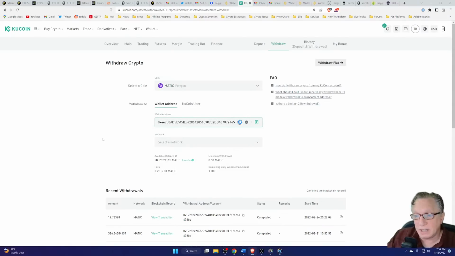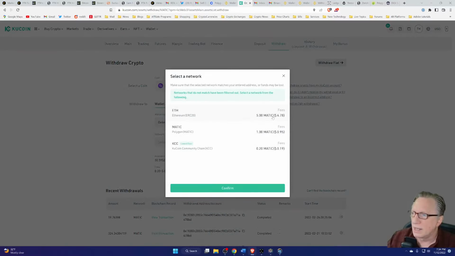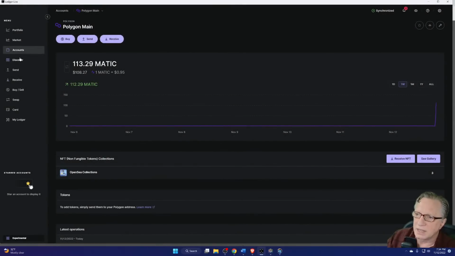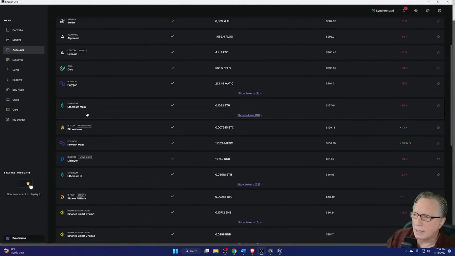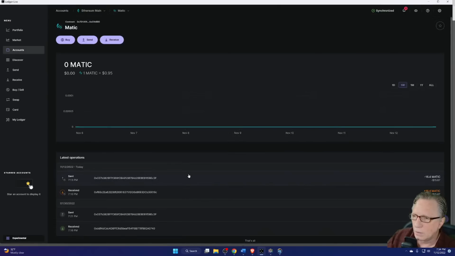Now, here's the tricky part. We need to tell KuCoin that we want it to withdraw it as native MATIC and not ERC20 based MATIC. I don't want it to go into my Ethereum wallet. I want it to go into my native Polygon wallet. So let's hit network here, right? I don't want Ethereum, right? Notice if I use Ethereum, not only will it charge me about $5 in fees, but it's going to end up in my Ethereum wallet, right? I don't want that. I don't want it to go into the Ethereum main wallet into my MATIC wallet within my Ethereum wallet. That's not what I want, right?